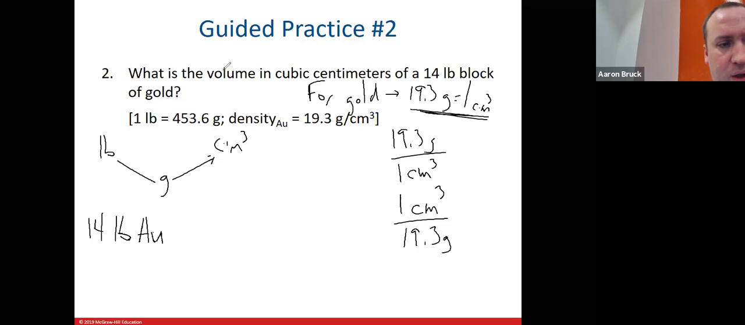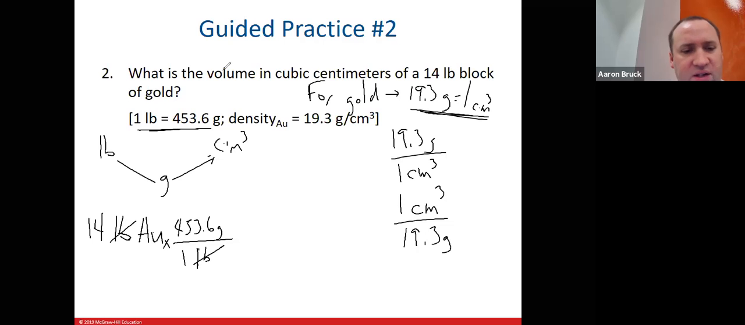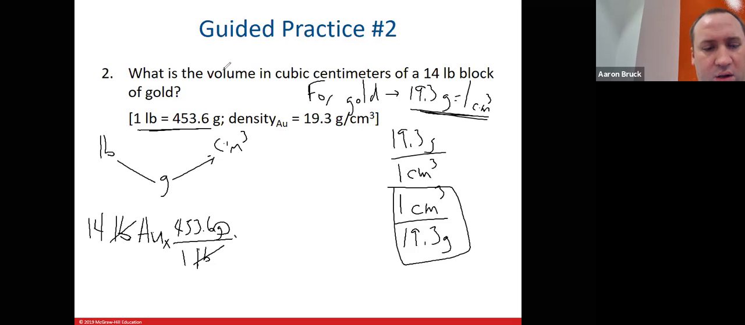my next step would be to use this conversion. 1 pound is 453.6 grams. Note that my pounds cancel. I'm left with grams. And in this case, notice I have grams in the numerator. So I'm going to want to use the version of the fraction that has grams in the denominator to get rid of the grams. 19.3 grams in 1 cubic centimeter.